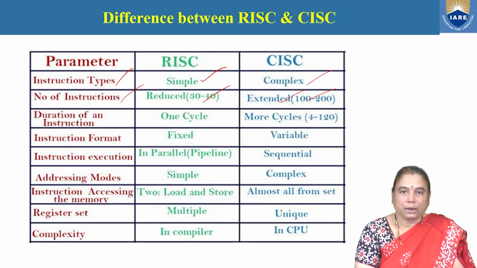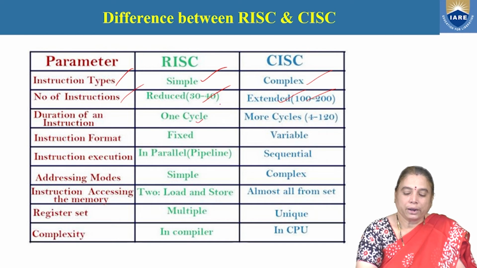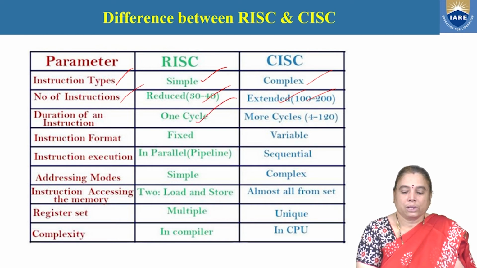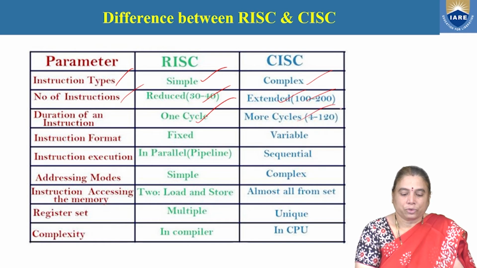Next, the duration of an instruction. Here the data cache and instruction cache are available in RISC, so one cycle can be needed to execute the instruction. But in the CISC, more than one cycle can be needed for instruction execution.